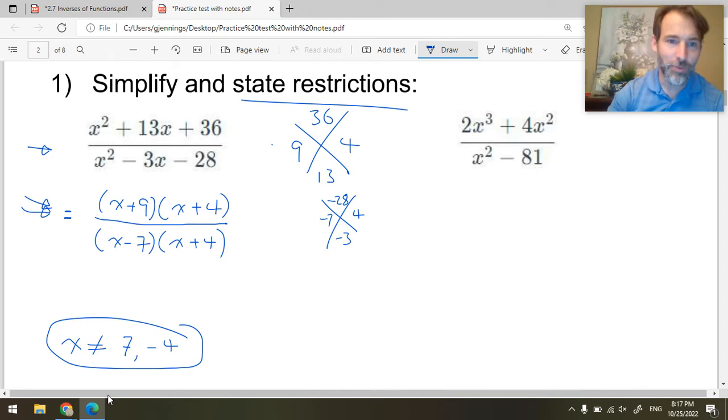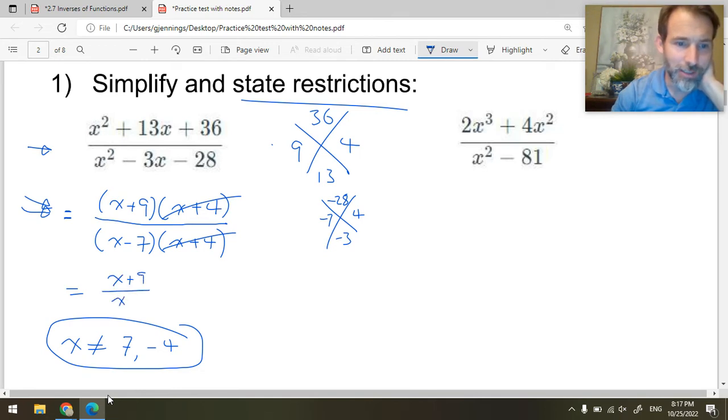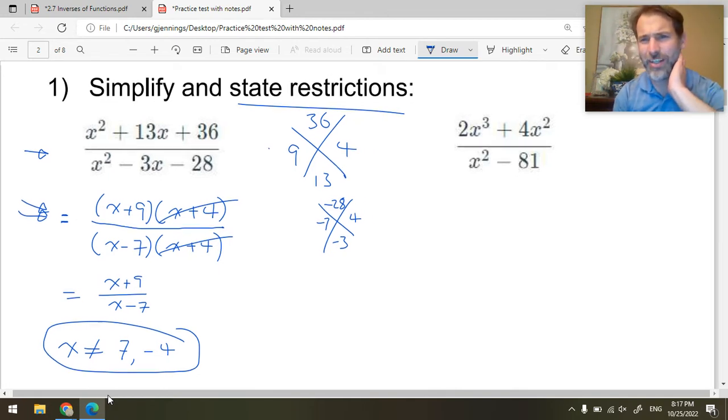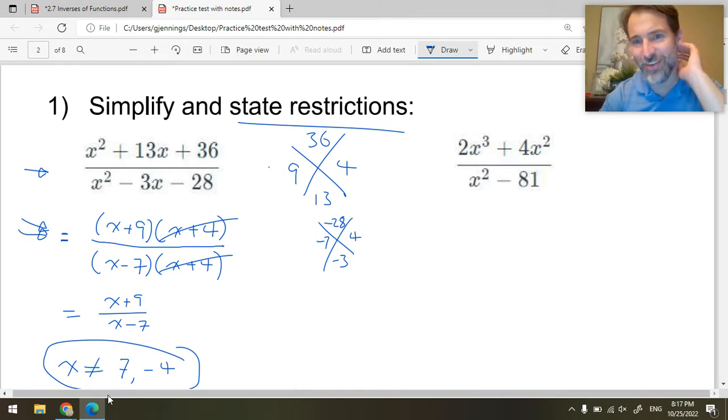Last thing that we can do here is cancel. We have an x plus 4 factor on top and an x plus 4 factor on bottom, so let's cancel. And so this is equivalent to x plus 9 over x minus 7, where x is not equal to these values. Done. Now this one over here, it's not a very satisfying Delta Math problem, is it? But let me show you how you would resolve it.